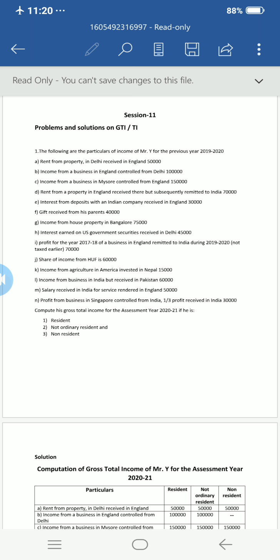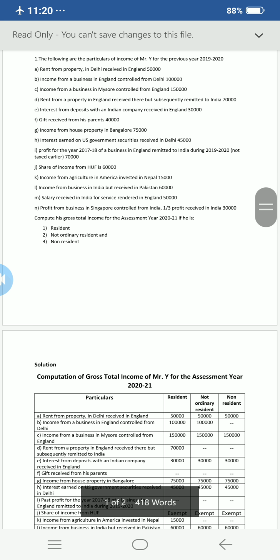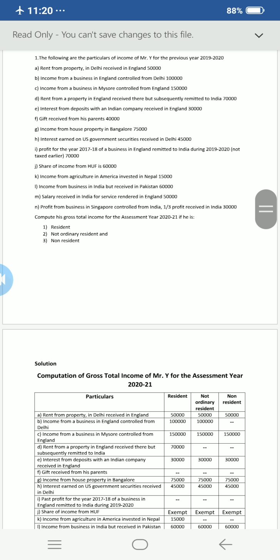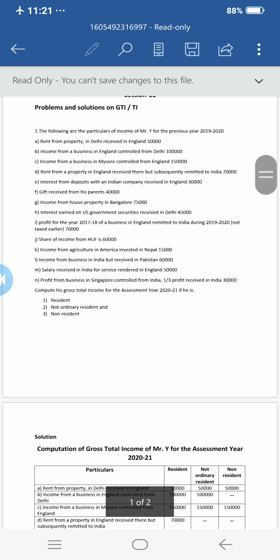Okay, then second one, income from a business in England controlled from Delhi. Controlled from Delhi, so it is a controlled income. Listen, income from a business in England controlled from Delhi is taxable only for resident and not ordinary resident and not taxable for non-resident. So 1 lakh rupees is taxable for resident and not ordinary resident.